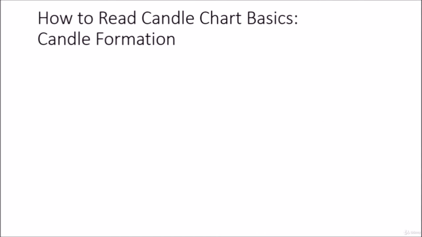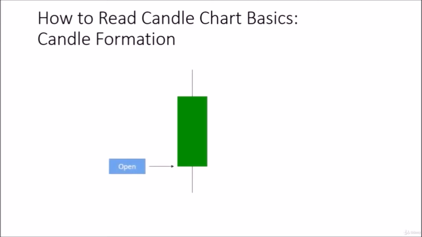Candlestick charts are read and interpreted as follows. The open is the first price traded during the candlestick and is indicated by either the top or bottom of the body. The close is the last price traded during the candlestick and is indicated by either the top or bottom of the body.